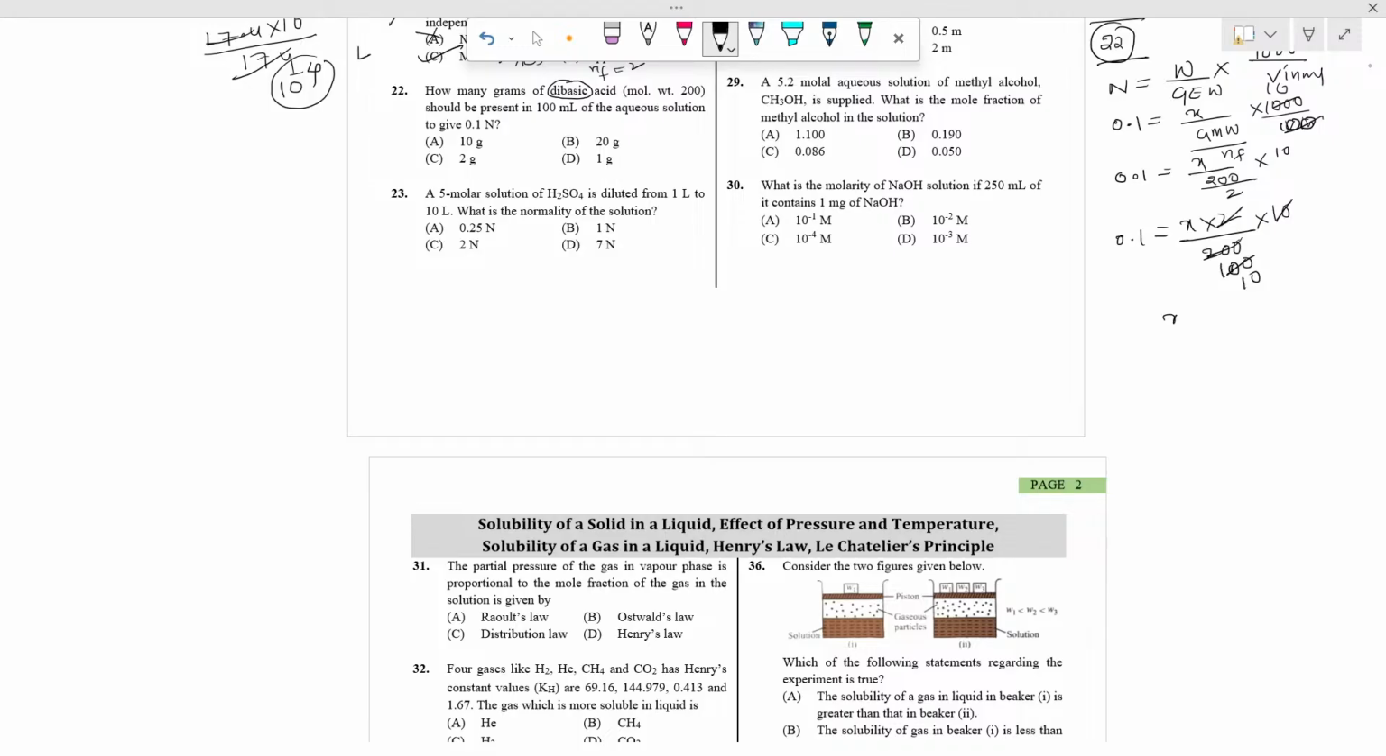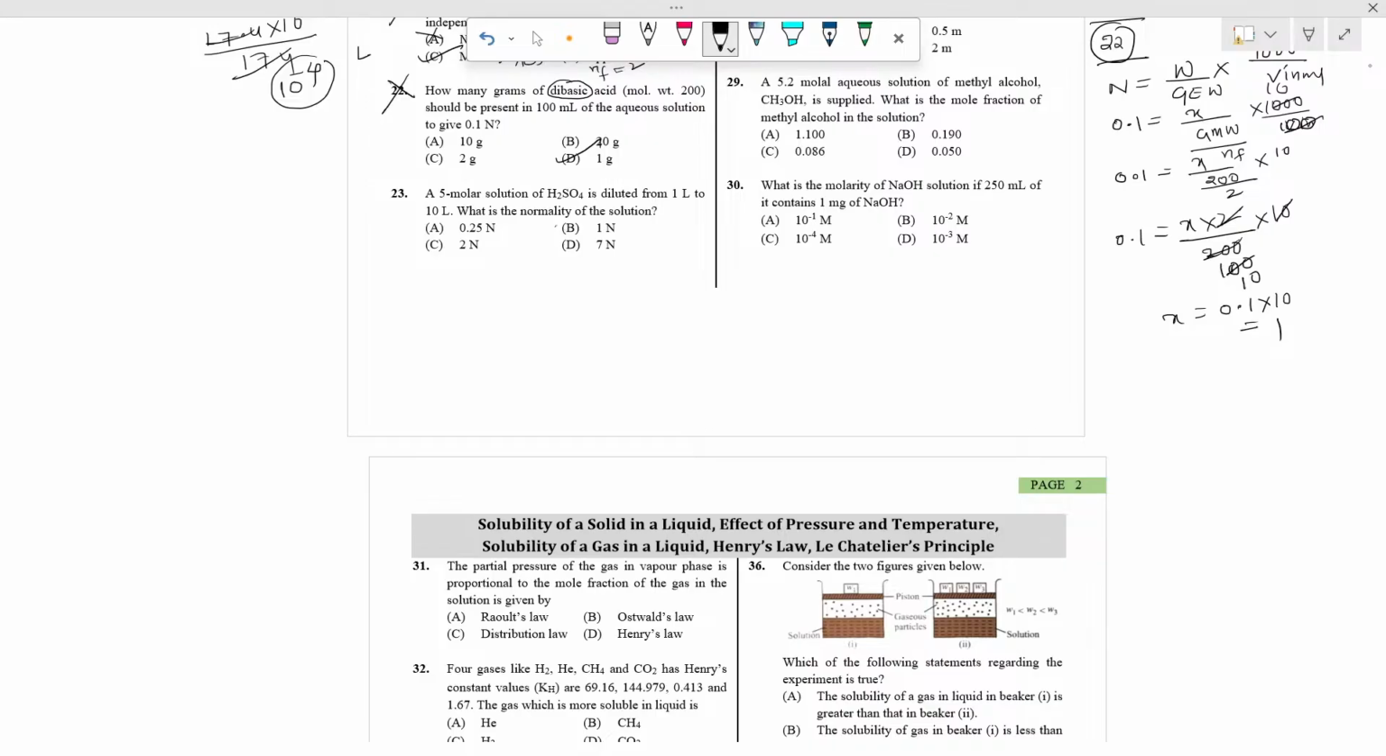Now x is equal to how much? 0.1 into 10. 0.1 into 10 means how much? 1. So the answer is 1 normal. Sorry, the answer is 1 gram. So for this question 23, option D is your answer. This question also completed, so I will make it a cross. Next we will go for the next question.